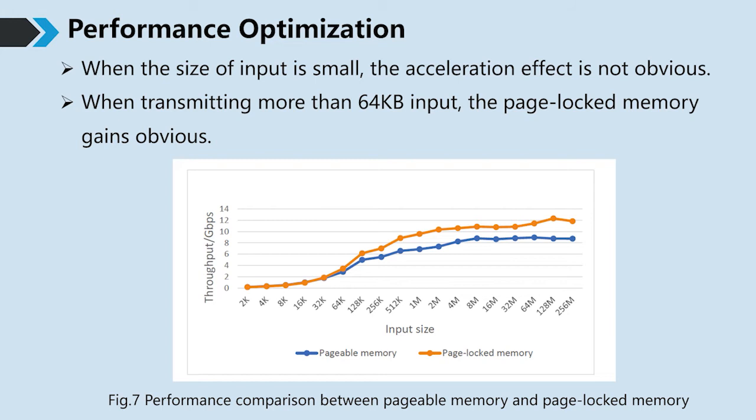However, when transmitting more than 64 KB input, as the size of input increases, the initial overhead becomes smaller and smaller, and the page-locked memory gains become obvious. The final optimized performance increased by 14.73%.